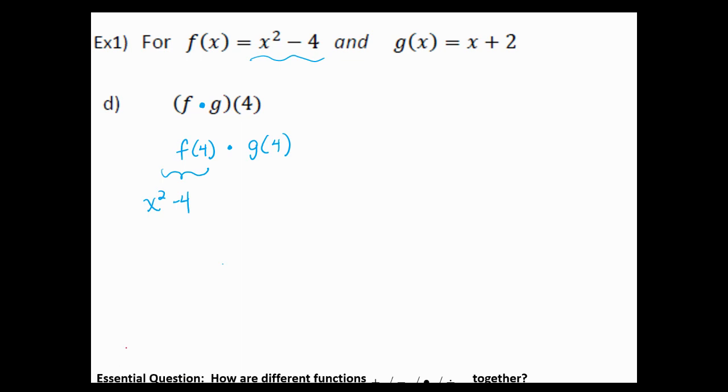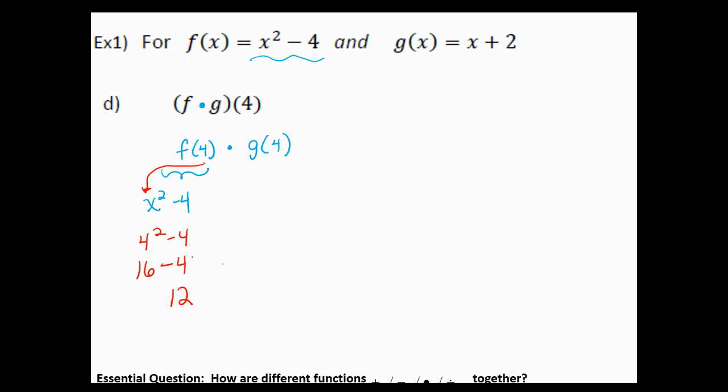We've been working with the same functions, right? And we're just going to take that and plug it in. So that would be 4 squared minus 4. That's 4 squared, 4 times 4 is 16. Don't write an 8 there. 4 times 4 is 16 minus 4. 16 minus 4 is 12.